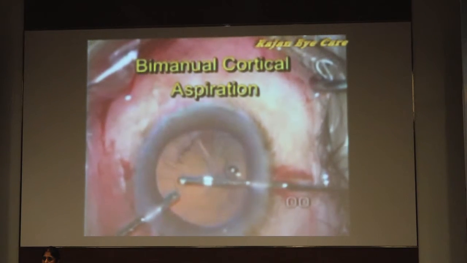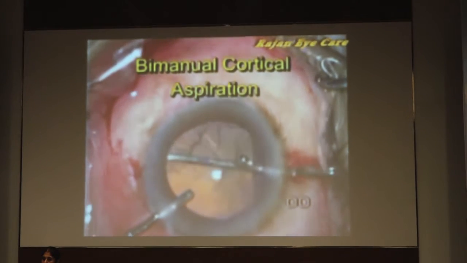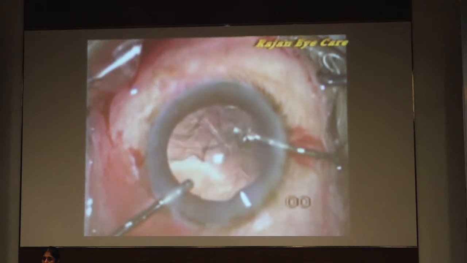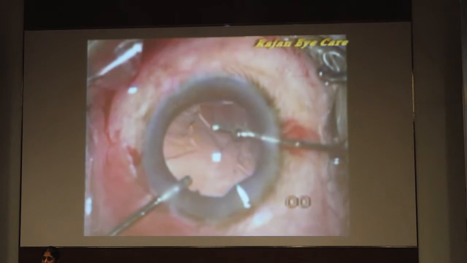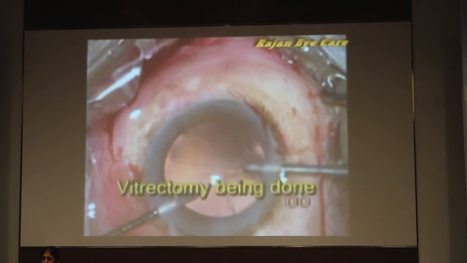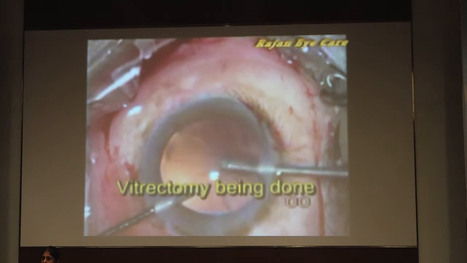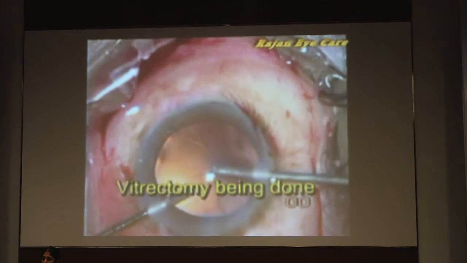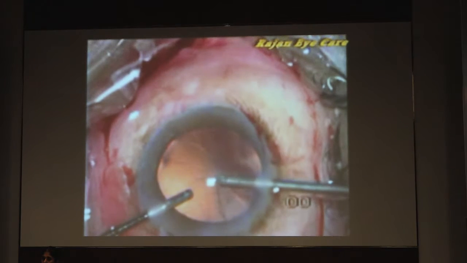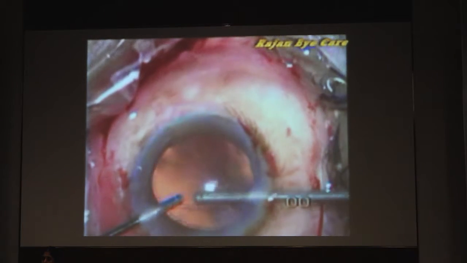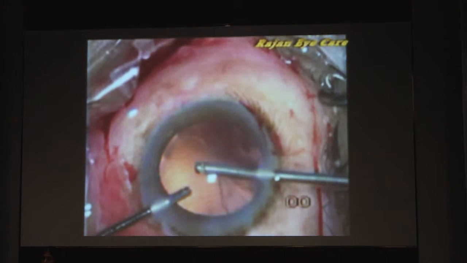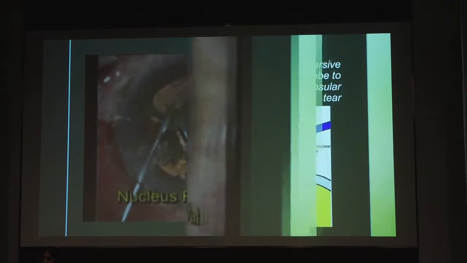Regarding bimanual, I think most of us in the era when we learnt phaco were all doing coaxial, and now I think most of them are taught bimanual. So as a routine, they do bimanual. You can do bimanual cortical aspiration. You can do bimanual vitrectomy. So it maintains an anterior chamber.